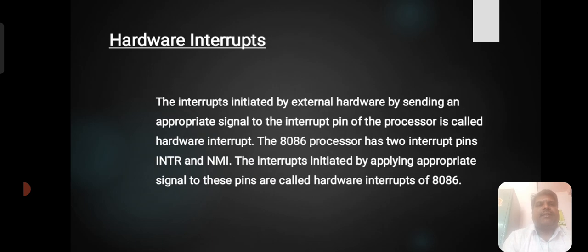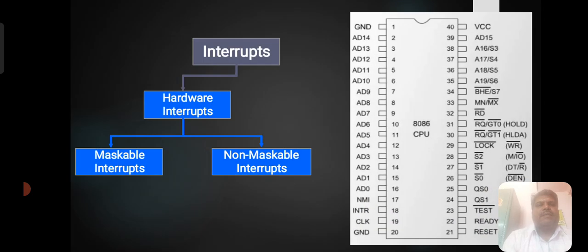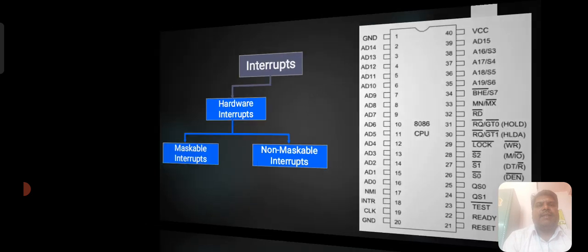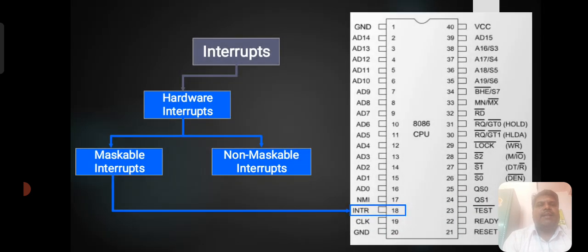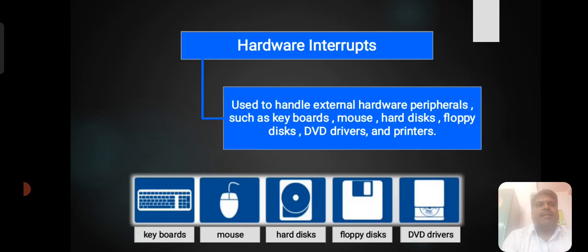Now the continuation. Hardware interrupts are of two types, maskable and non-maskable interrupts. Maskable interrupts are at the 18th pin of 8086, which is indicated by INTR. Non-maskable interrupts are at the 17th pin, which is indicated by the NMI pin, that is the non-maskable interrupt pin. Now we will see a detailed explanation.